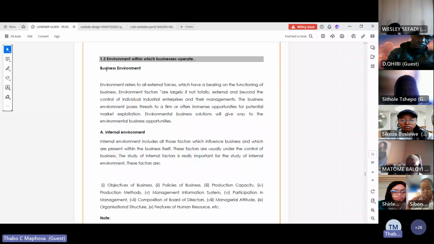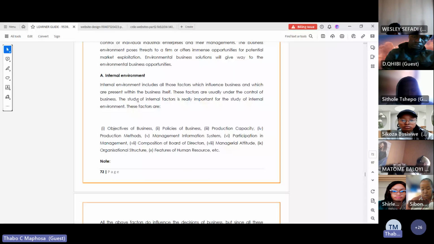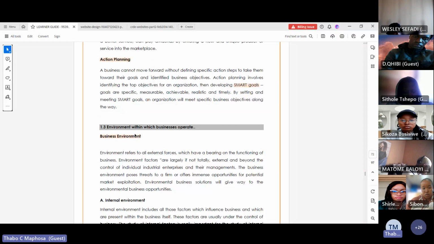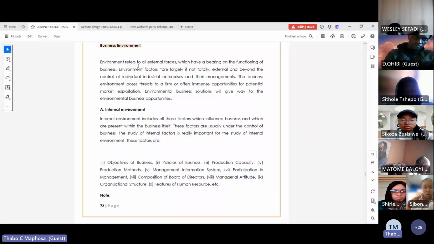There's something called a business environment, which is a weird term, if we can put it like that. So anyway, now let's start with a business environment. What is a business environment? What are we talking about when we talk about a business environment? But you cannot talk about a business environment without actually defining what an environment is.